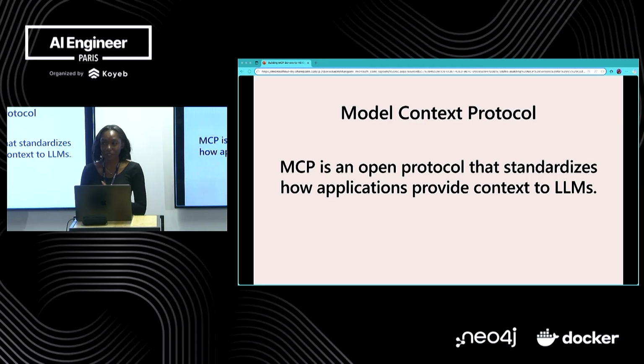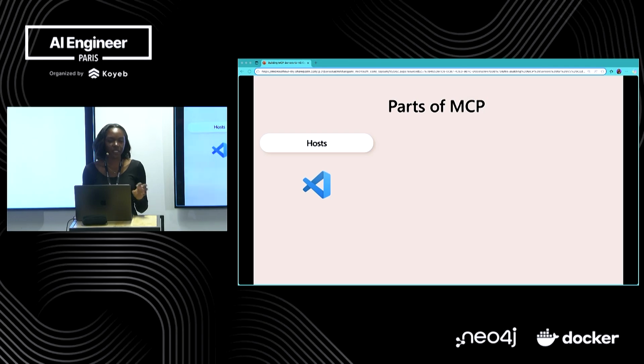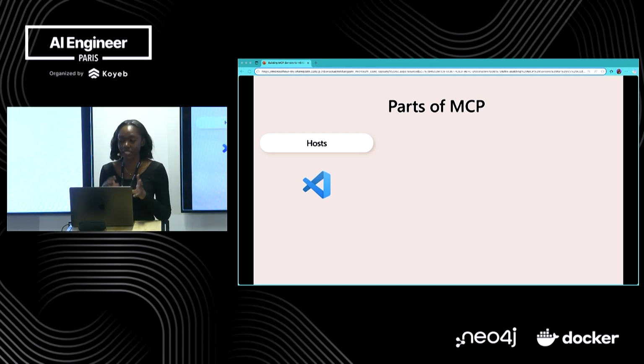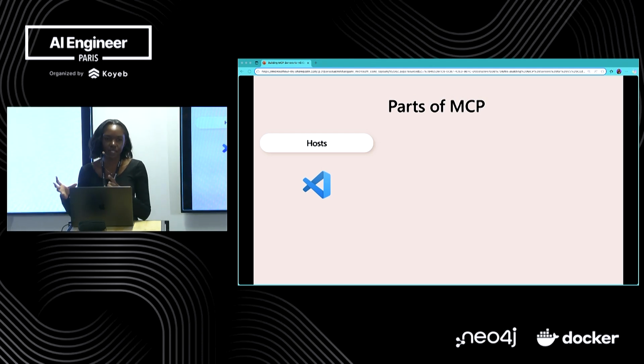MCP, for those of us that don't know what it is, stands for Model Context Protocol. It is an open protocol that standardizes how applications provide context to LLMs. When we're talking about MCP, there are three key parts of it for us to understand. The first is MCP hosts. These are things like VS Code that actually want data from MCP. They're looking for that context, for that data.